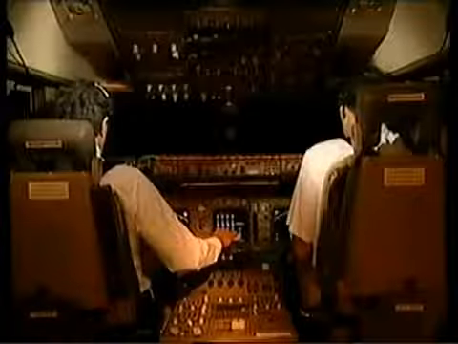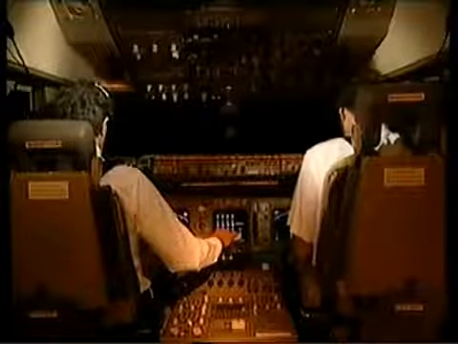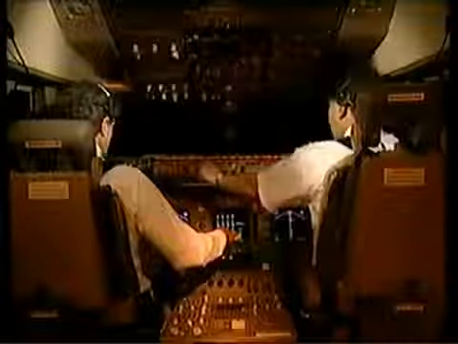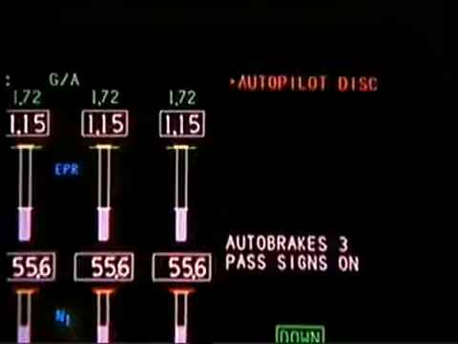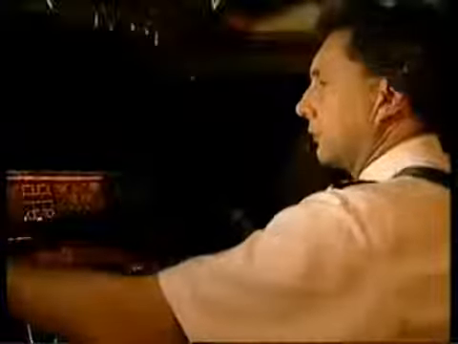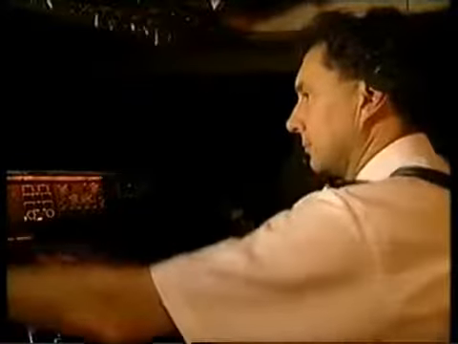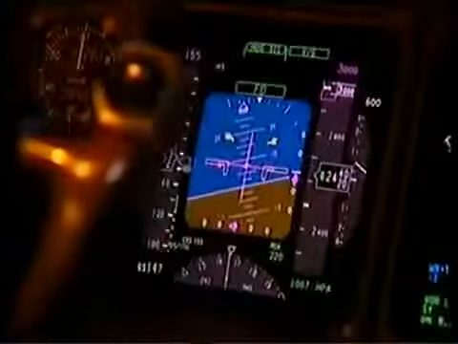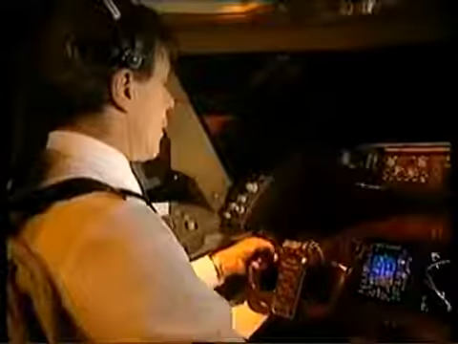Breakout alert. Oscar Juliet Alpha, turn right immediately, heading 240, climb to and maintain 3,000. Heading 240, 3,000, Oscar Juliet Alpha. Flap 20. Flap 20 selected. Positive rate. Gear up. Positive rate, gear up, selected. Heading 240 selected. Altitude 3,000.